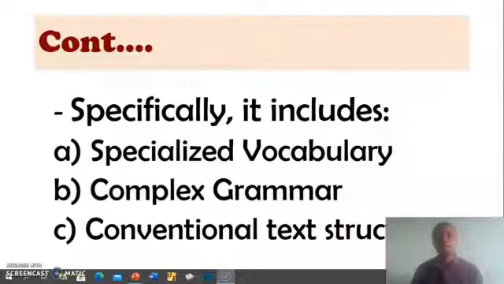Specifically, when you talk, it includes specialized vocabulary, words, phrases which are different from daily conversation. Complex grammar structures are there. Maybe when you write sentences, paragraphs, it can be challenging for you unless you learn. Third, it includes conventional text structures. These conventional text structures are like rules that guide you to write, to speak in your academic disciplines.